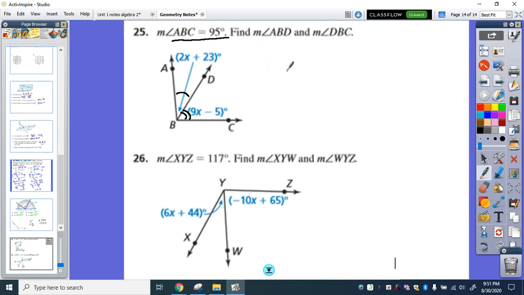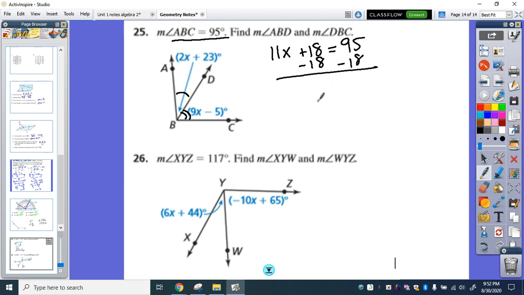So let's take a look at these 2. If we have these 2 smaller angles, let's add up some like terms. So 2x plus 9x would get me 11x. 23 minus 5 would get me 18. And they told me that all of this together equals up to 95. So let's solve this for x, because then we have to plug, they said find the measures of these 2 angles, which means we're going to have to plug our answer back in. So let's solve for x first.